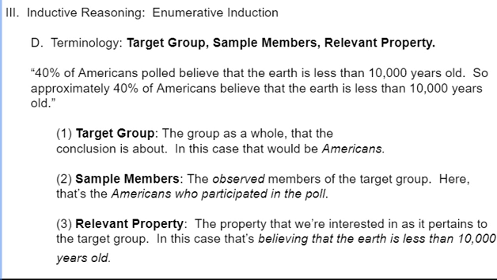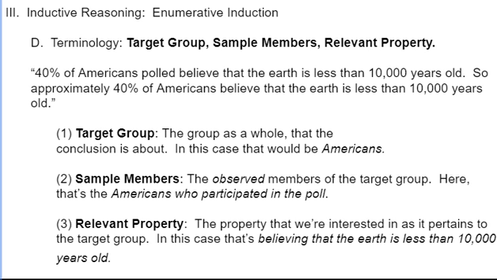Right? That sample can be a chemical strip in a pool. Right? It can be a survey. It could be anything, any kind of observed instance of a member of that group. Right? The relevant property is the thing that you're interested in, whatever it is that you're talking about. Okay, so understand how every enumerative induction argument breaks down in these terms, right? So that you can keep in mind what's being said, and then that way you can evaluate the argument better.